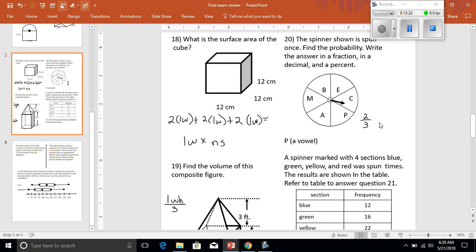1/3 equals what? That's the fraction. Now, what decimal? And what percent? What do you get? We've done those in class. Shouldn't have to show you that.